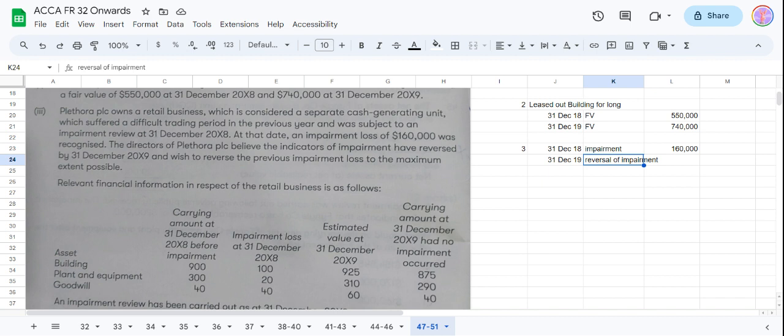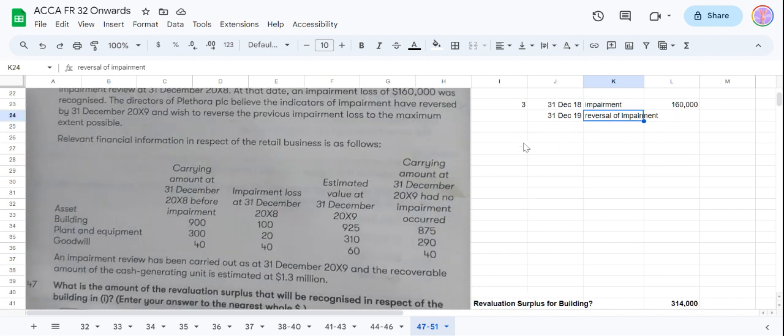To what extent can we reverse? Let's enter everything that they have given here. They have given assets: building, plant and equipment, and goodwill. I will write the carrying value at December 18. So they had 900, 300, and 40.